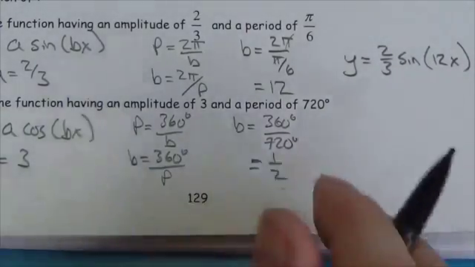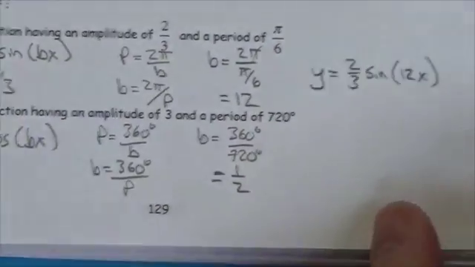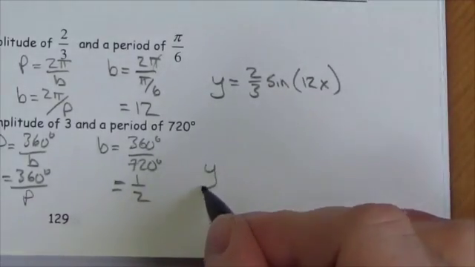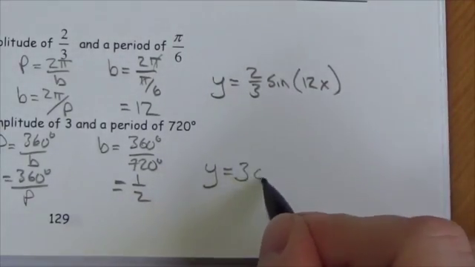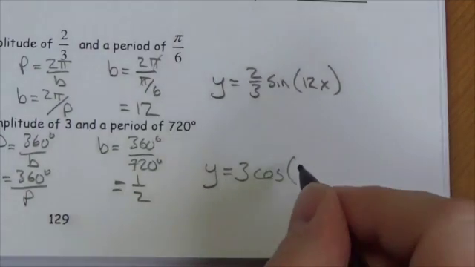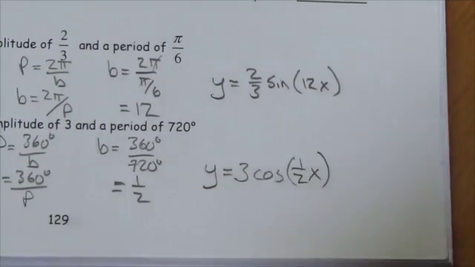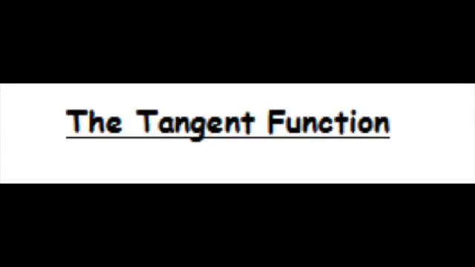And so there we go. So now I know a is 3, I know b is a half. Now it's just a matter of putting that information in. So y is equal to 3 cosine of 1/2 x. There you go. The tangent function.